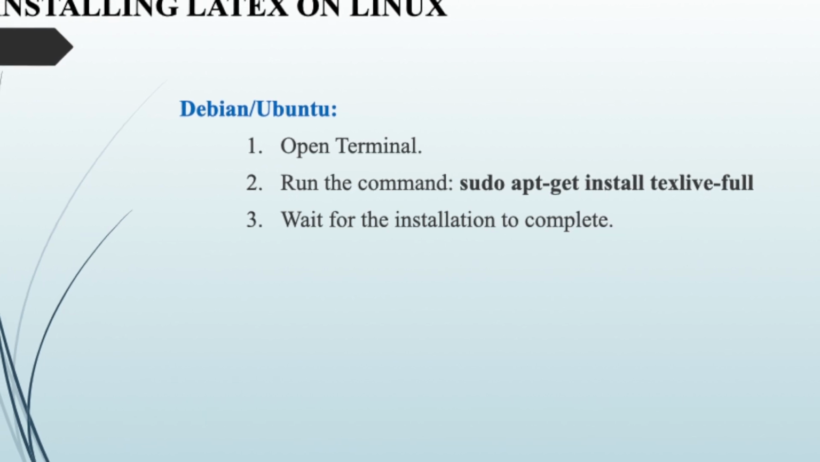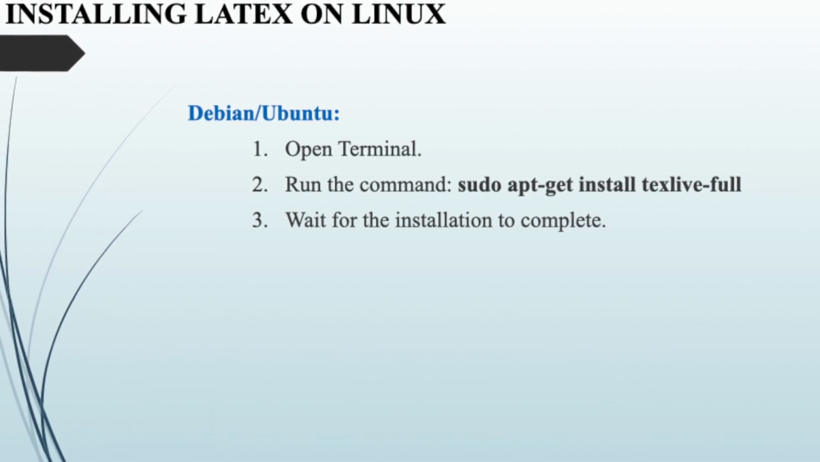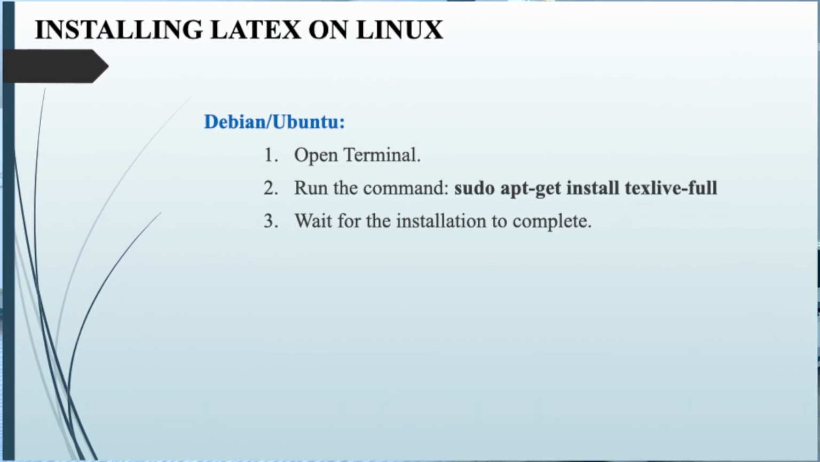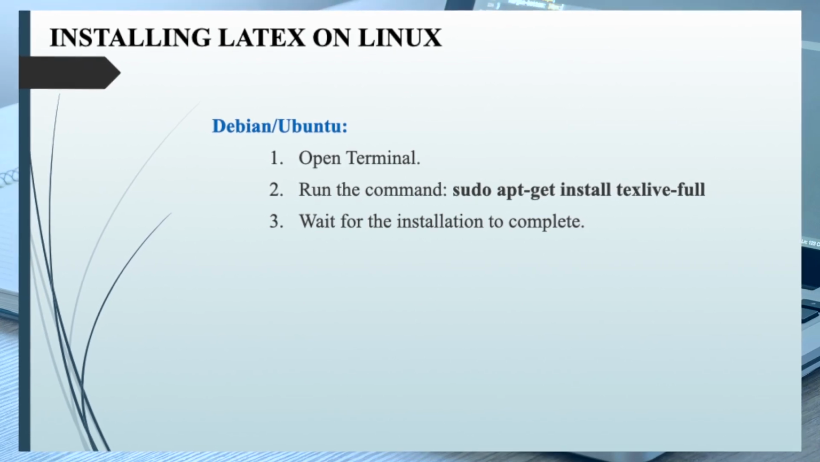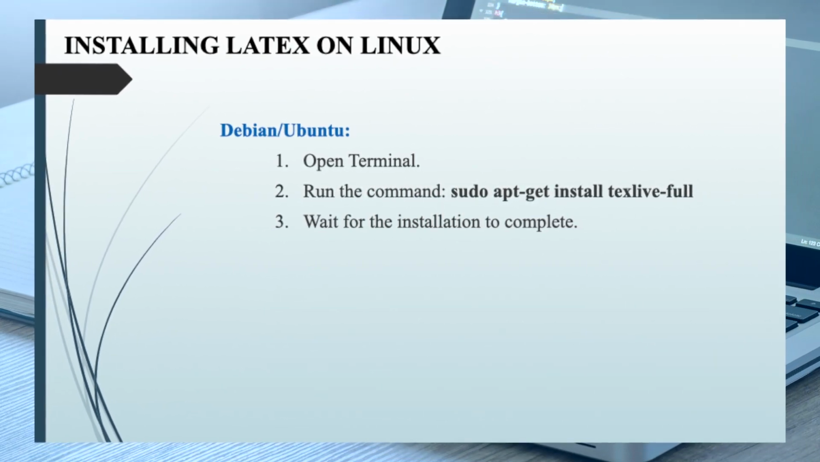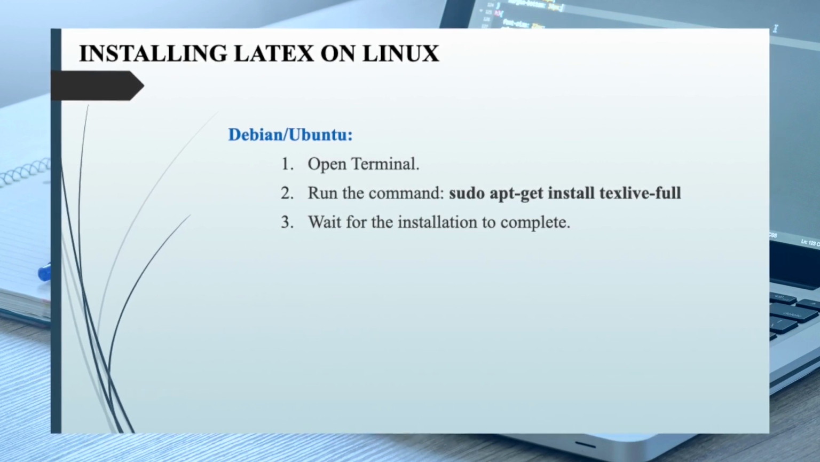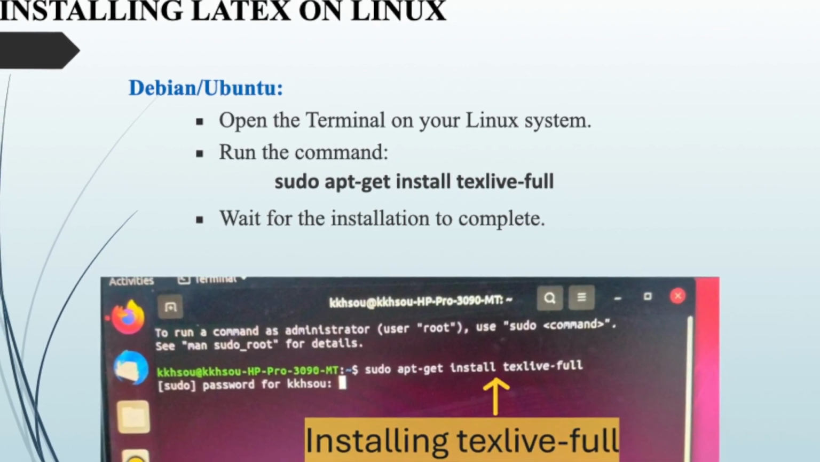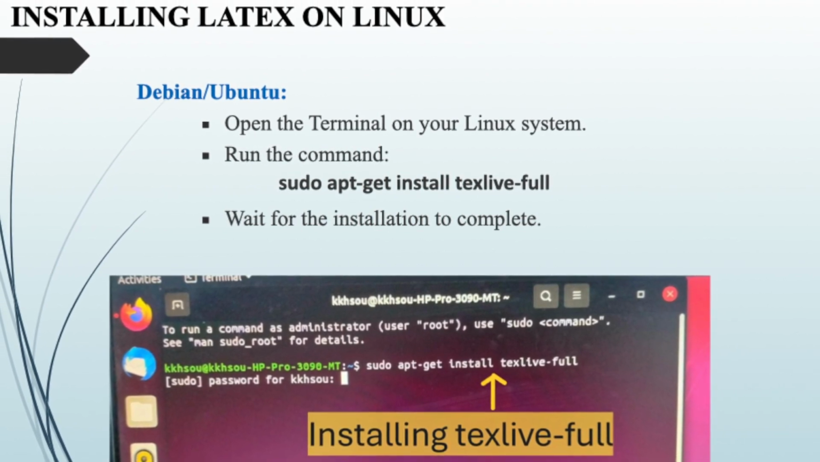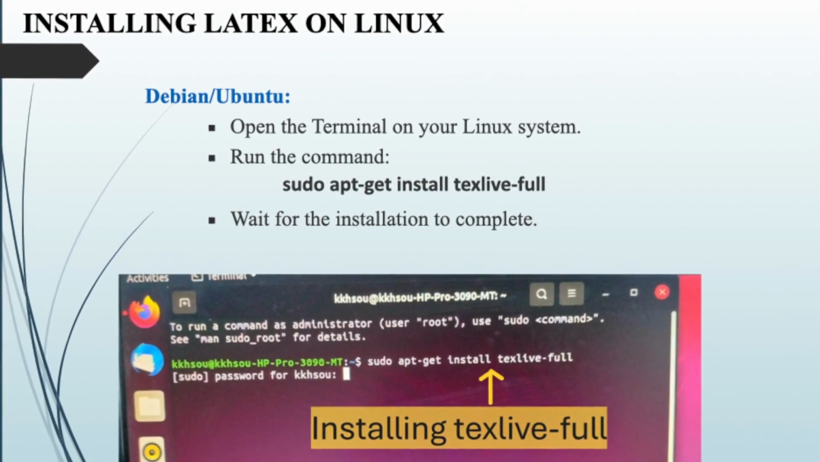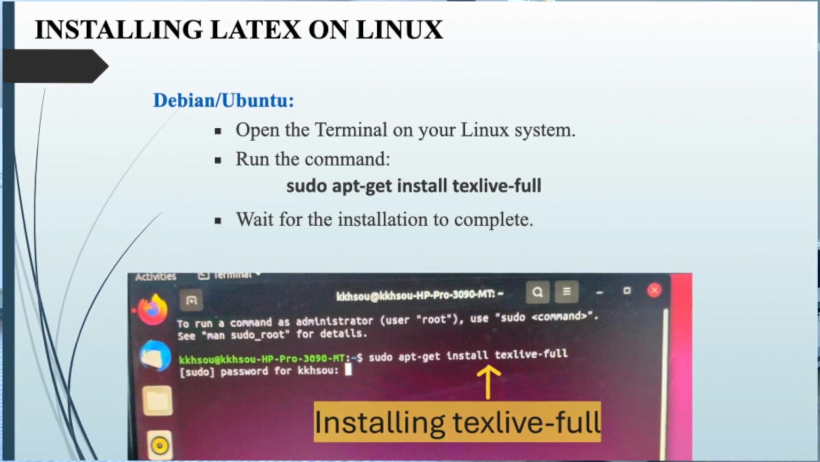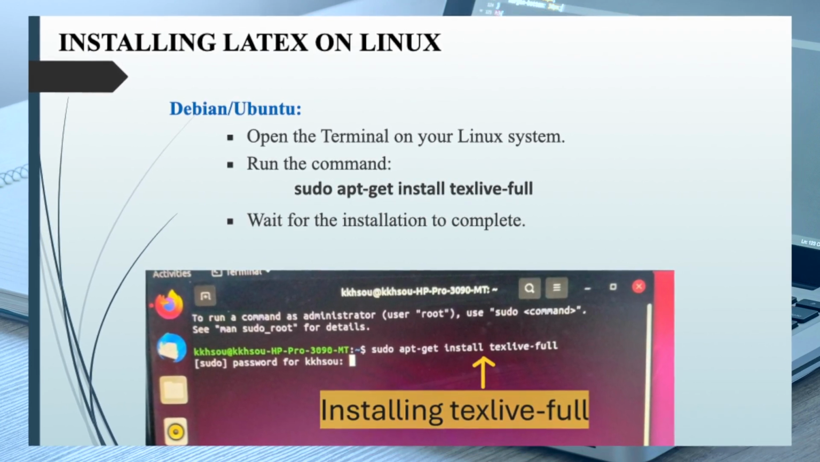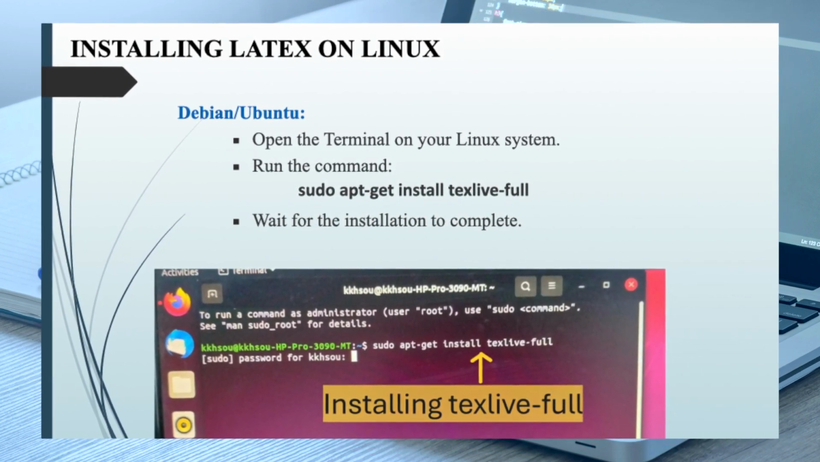Now let us move on to installing LaTeX on Linux operating system. Installing LaTeX on Linux is straightforward. Linux users typically prefer TeX Live due to its robustness and extensive package library. Installing TeX Live on Linux varies slightly depending on your distribution. On a Debian-based distribution like Ubuntu, open the terminal and run the following command. The command is sudo apt-get install texlive-full. This command will install a complete LaTeX distribution.